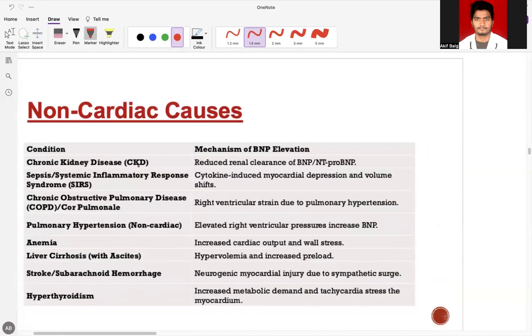Coming to non-cardiac causes, the most common cause is CKD. It can also be seen in sepsis, COPD, pulmonary hypertension, anemia, stroke, and hyperthyroidism.